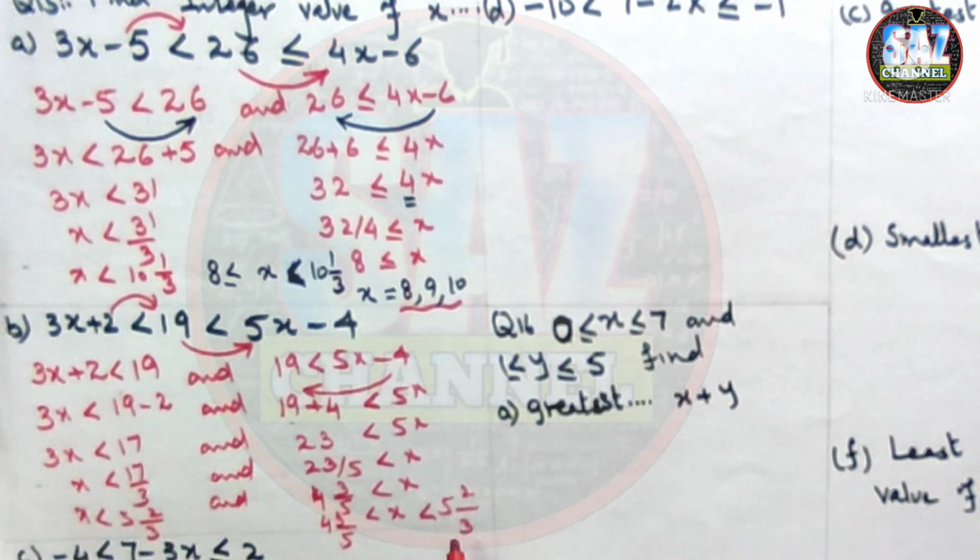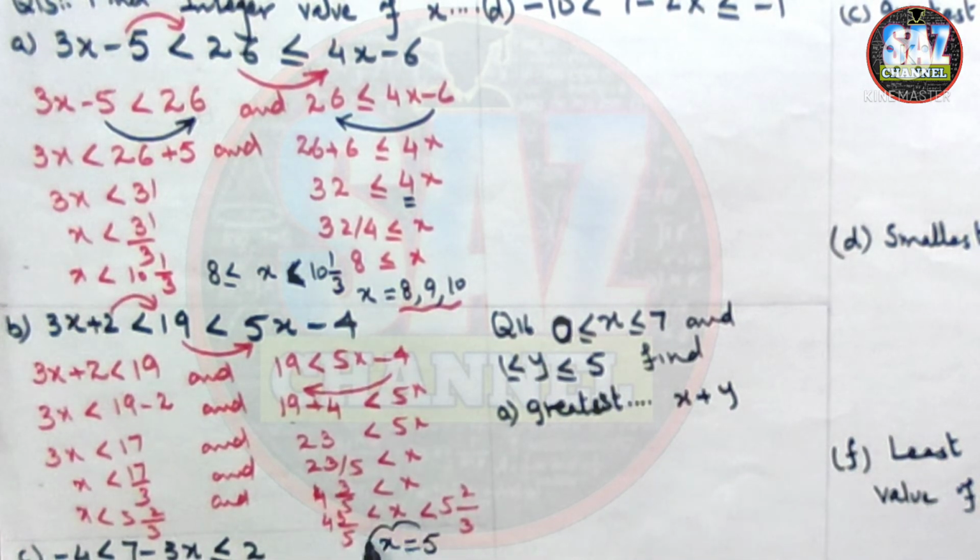2 by 3 is again 0.6. Now as we need the integer values of x, so the integer values of x which are greater than 4.6 but less than 5.6, that will be only x equals 5. I hope you are clear about this part.